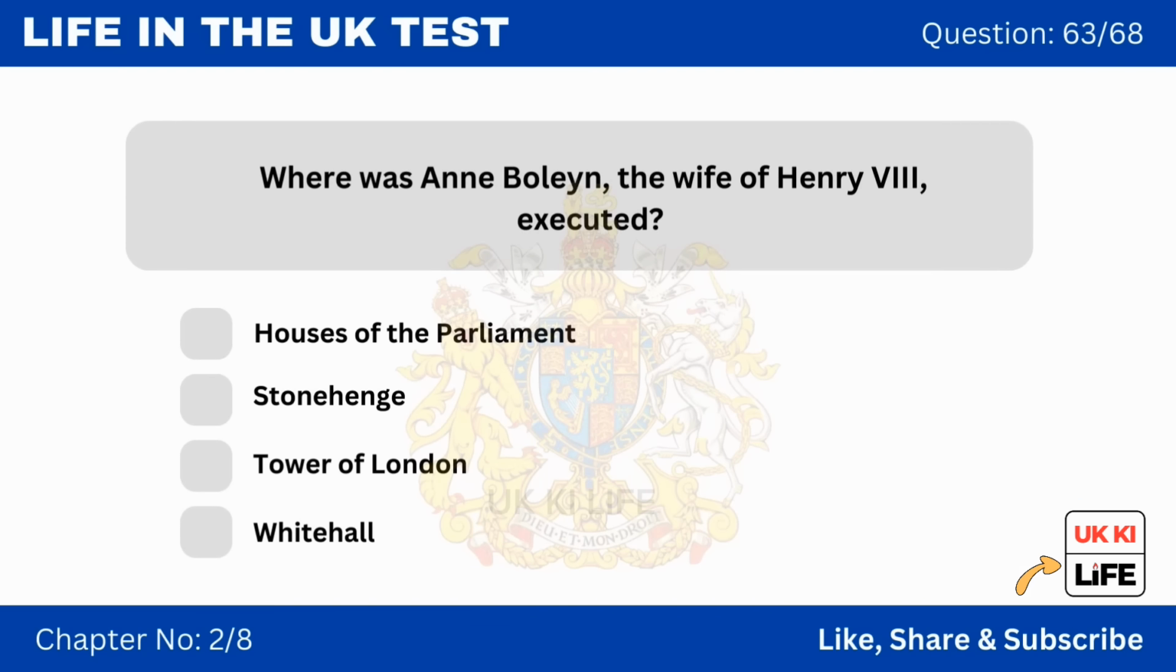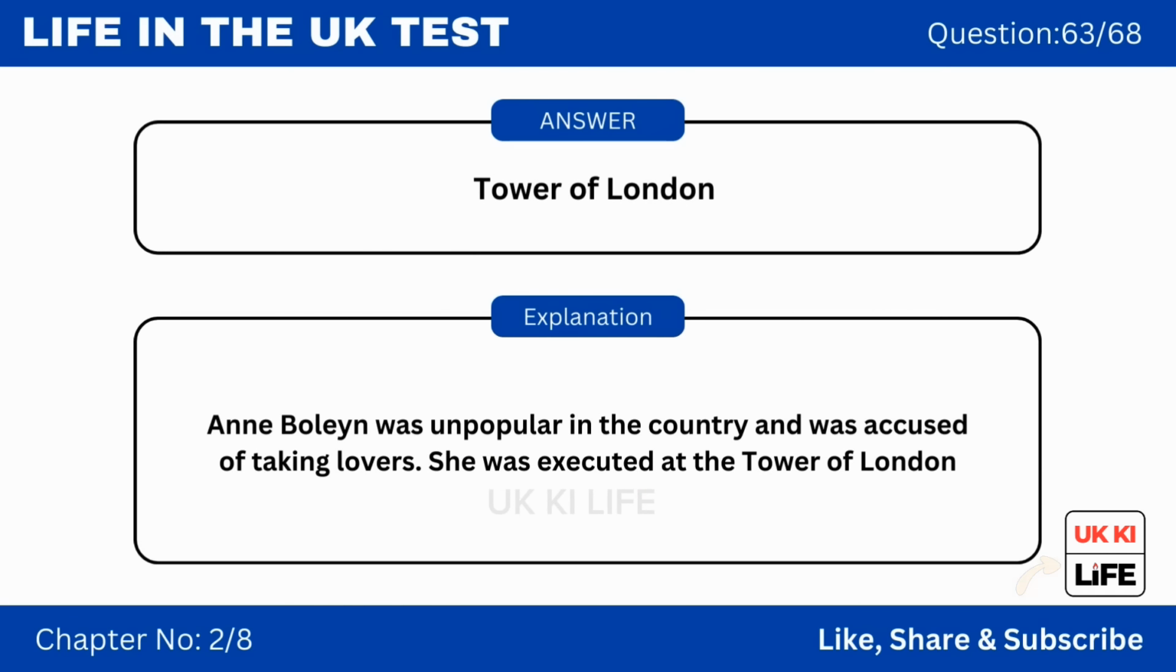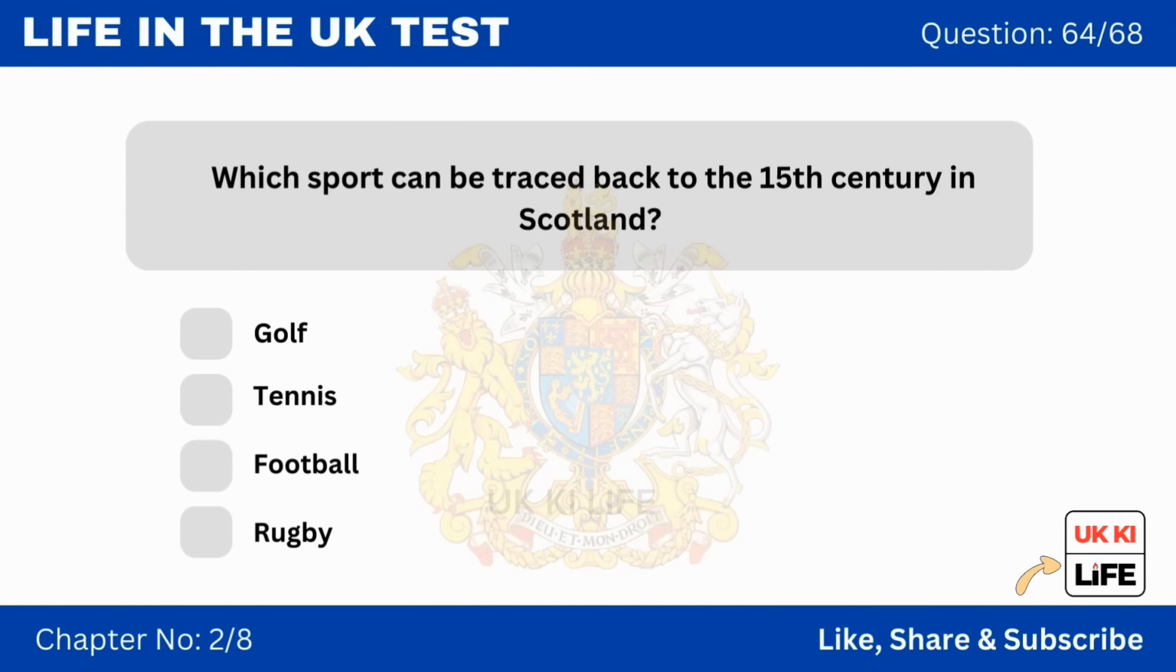The correct option is C. Explanation. Anne Boleyn was unpopular in the country and was accused of taking lovers. She was executed at the Tower of London. Question 64. Which sport can be traced back to the 15th century in Scotland? Golf, tennis, football, rugby.